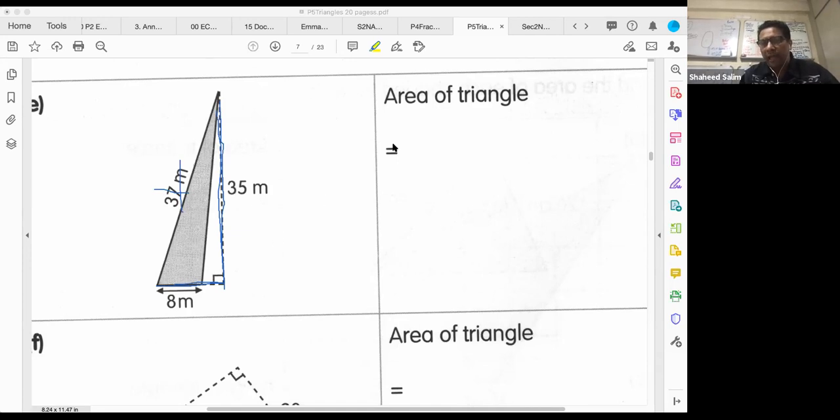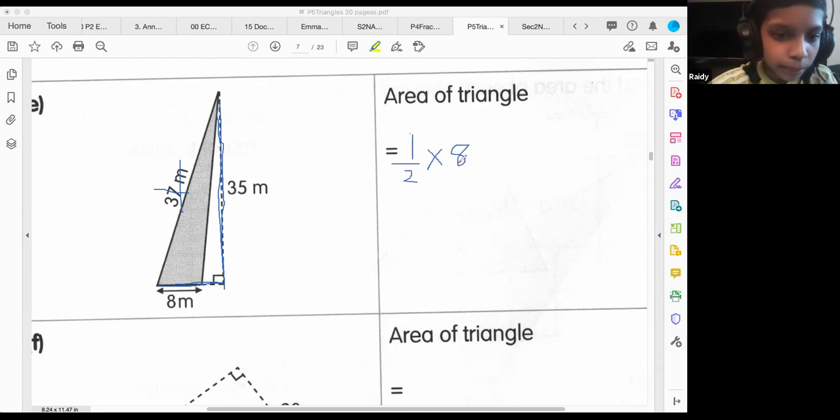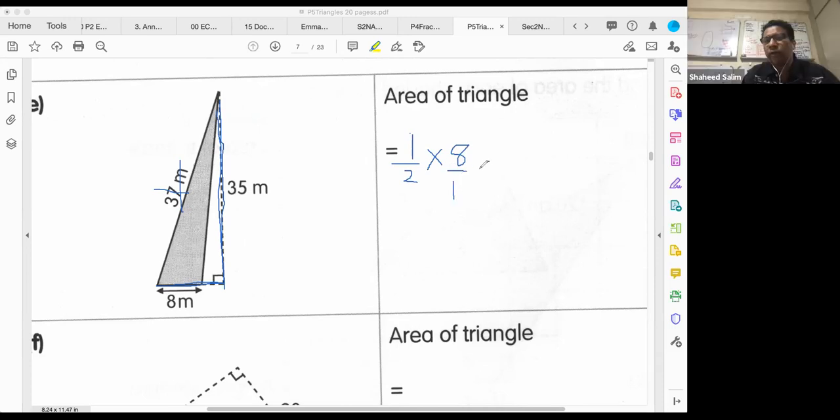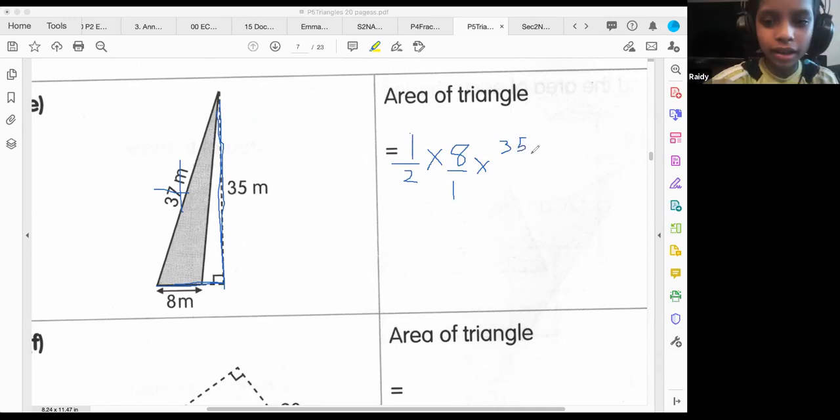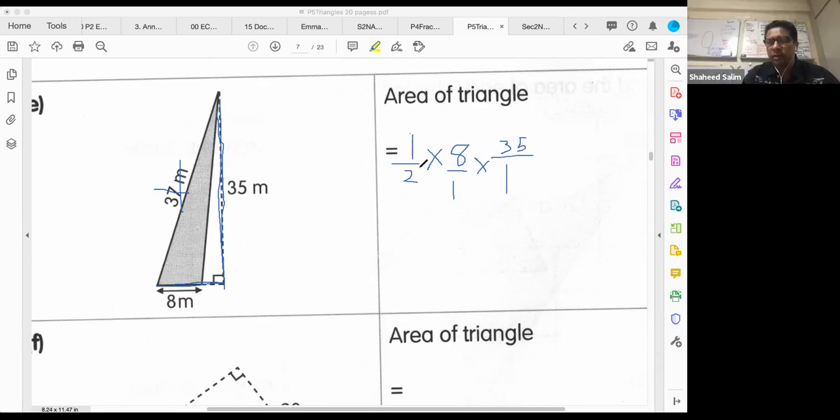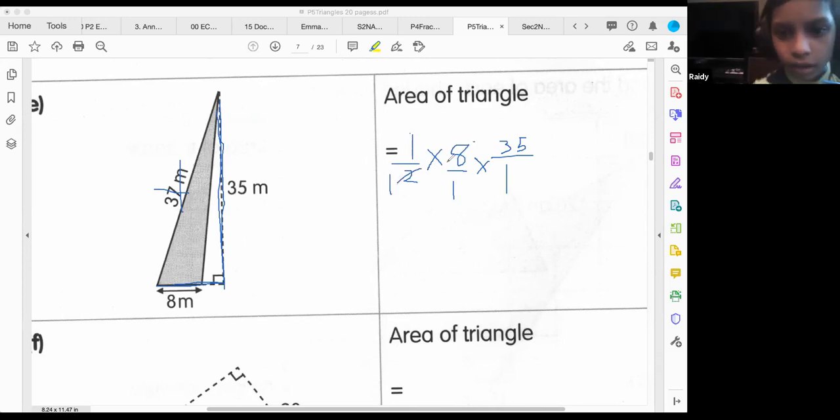Once this one is out, you don't need to bother already. You just take half times base times height. Half times the two numbers, you can get it already. Half times 8 times 35. Okay, now after this, we can cancel, divide by 2: the 2 cancels to 1 and then the 8 cancels to 4.